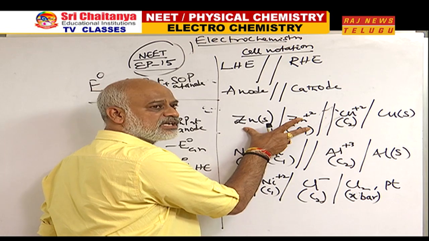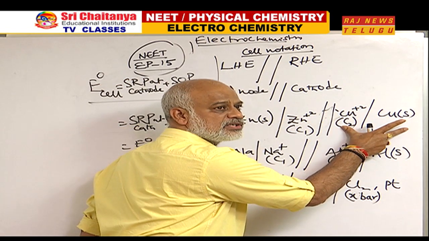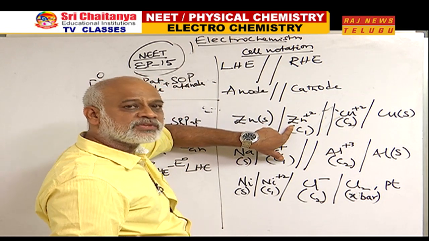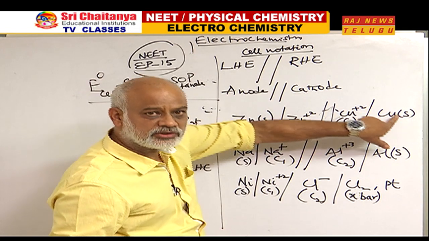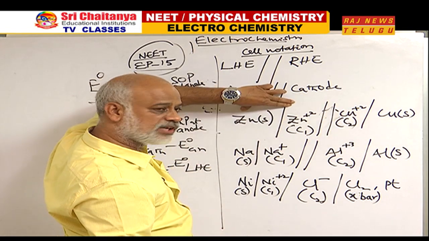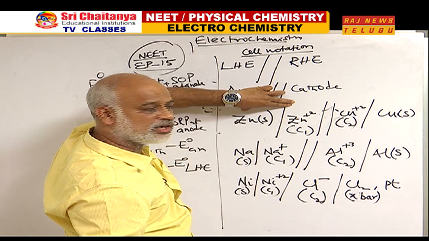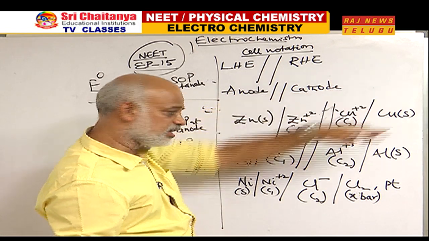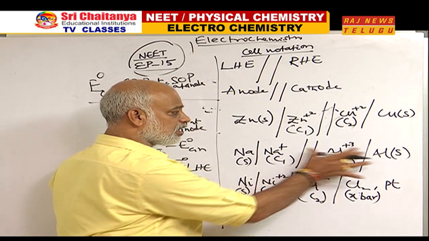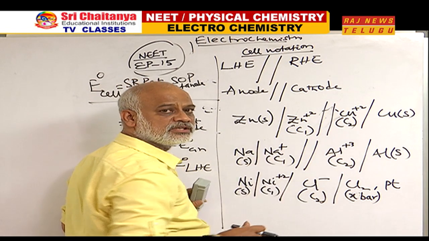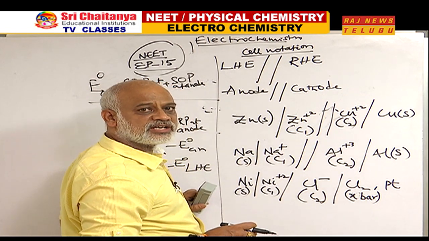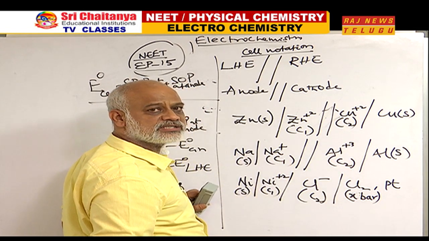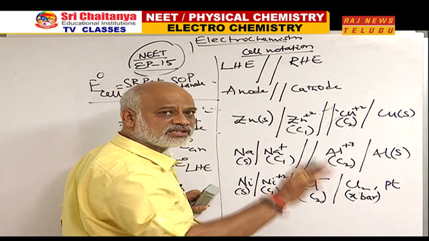So therefore, what does this represent? Zinc electrode is the anode, copper electrode is the cathode. That is the reason why Zn to Zn plus 2 is oxidation, and cupric to copper is reduction. Left hand electrode, anode, oxidation; right hand electrode, cathode, reduction. Another example, sodium, aluminum, anode, cathode. At sodium, oxidation occurs, anode, Na to Na plus. At cathode, Al plus 3 to Al, which is reduction, cathode.